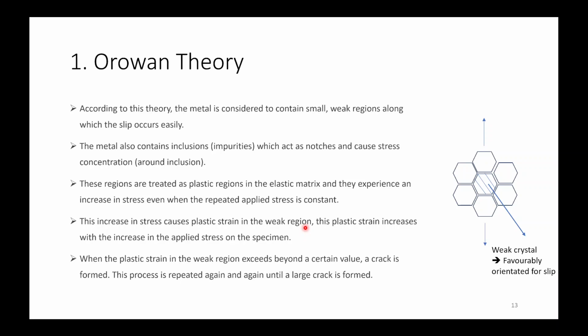This plastic strain increases with the increase in the applied stress on the specimen. When the plastic strain in the weak region exceeds a certain value, a crack is formed. This process is repeated again and again until a large crack is formed. Now in this structure also you can see there are various grains, and this particular grain has an orientation favorable compared to the loading axis, so this will act as a weak crystal.